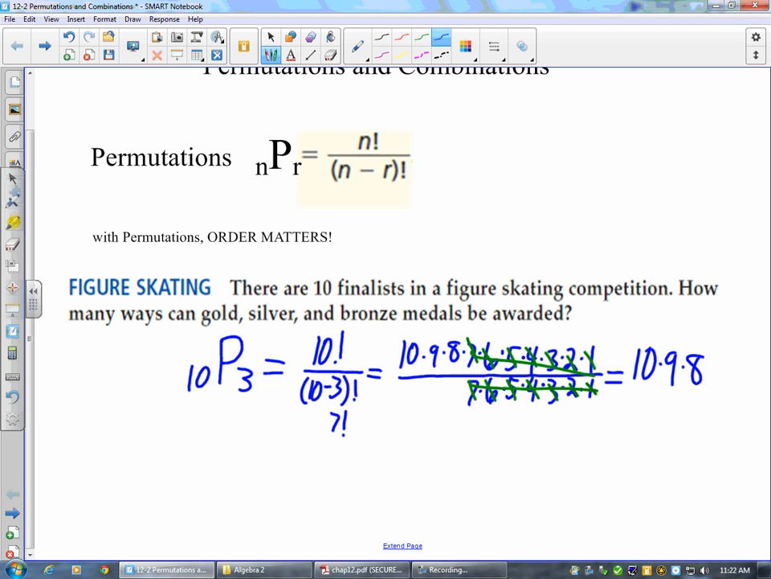Another way you can look at this is, okay, if I have 10 to pick from, my first choice, once I pick one, I'll have 9 left to pick from, and then last, for the bronze medal, I'll only have 8 left to pick from because I picked my gold and my silver already. So that's the formula, and that's how we solve these things. Okay? Again, I can't stress enough, order matters.